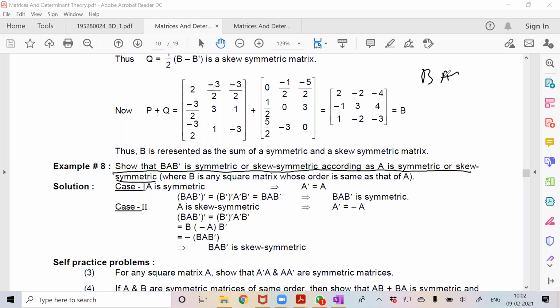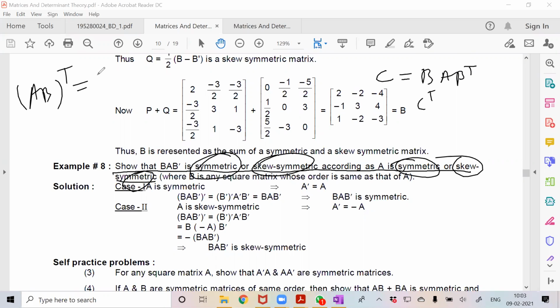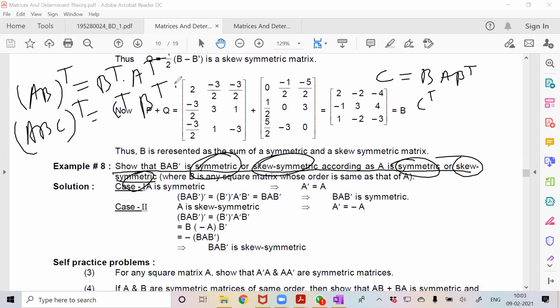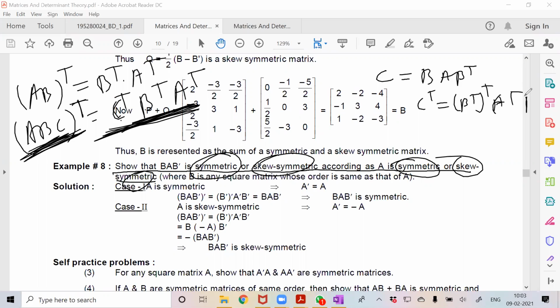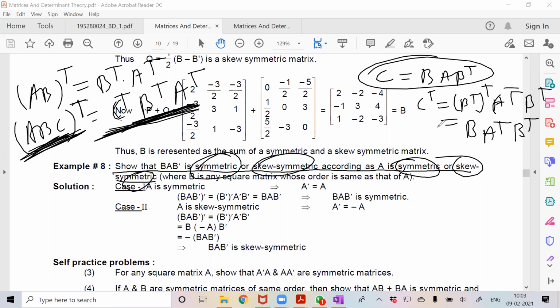So look, this B transpose, I write the transpose with a dash. Suppose I name this C. So the question is whether C will be symmetric or skew symmetric, which will depend on A, whether A is symmetric or skew symmetric. Look, C transpose: I have told you a formula, (AB) transpose equals B transpose into A transpose. So (ABC) transpose will be C transpose B transpose A transpose. You can notice the order reverses. When you take the transpose of a product, the order of the matrices reverses. So like ABC, CBA. Similarly, you take the transpose of C. It will be B transpose, then A transpose, and then B. Now notice C and notice this C transpose.